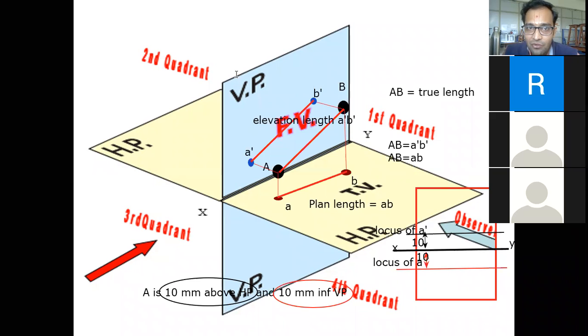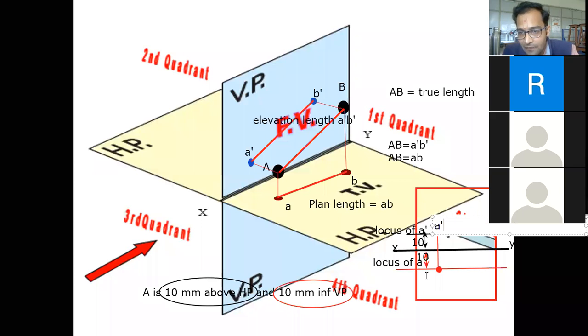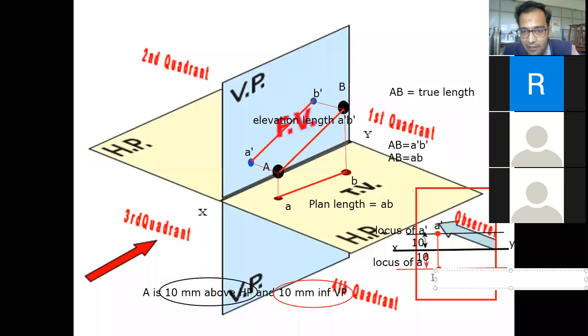Now we are going to place the points A dash and A. So I'll be indicating A dash over here, and the line which passes through A dash and intersects the locus of A is going to give us the position of point A. I hope you are understanding this one. So this particular point is now going to be called A dash, and this particular point is now going to be called A. This is the presentation of point A in our planar system.